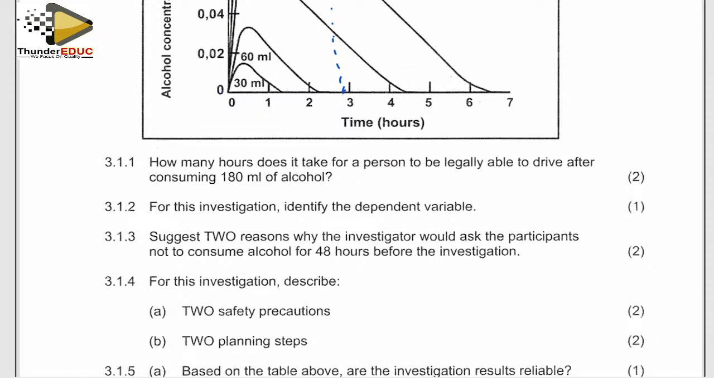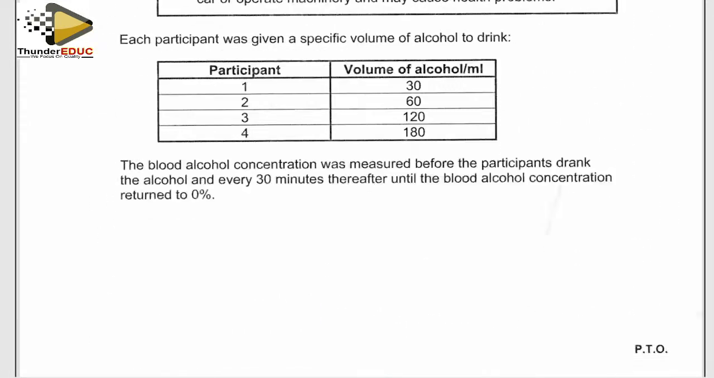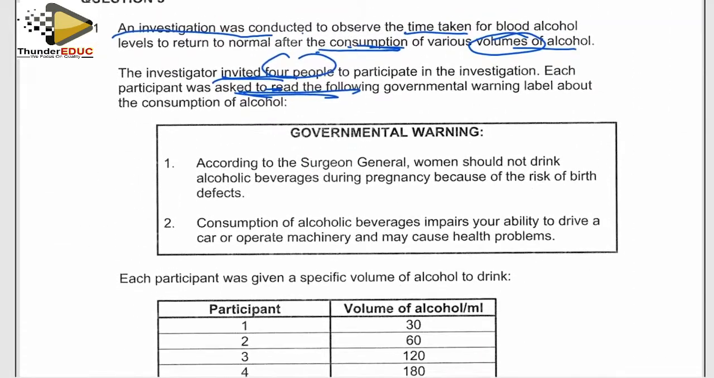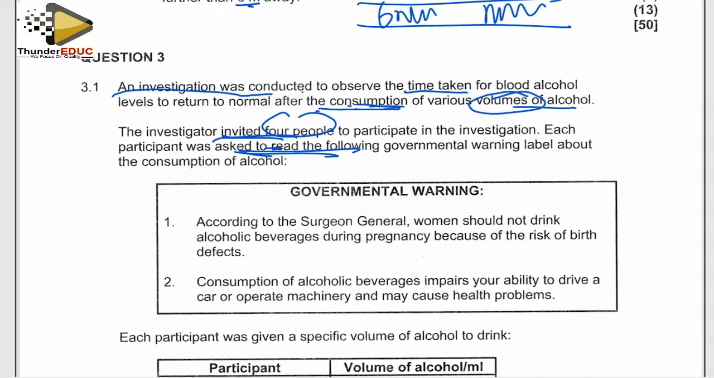They will maybe give a range of answers there. You put hours because maybe the unit is also another mark. For this investigation, identify the dependent variable. What is the dependent variable? We talked about it here. They say the investigation was conducted to observe the time taken for the blood alcohol level to return to normal after consuming various volumes of alcohol.